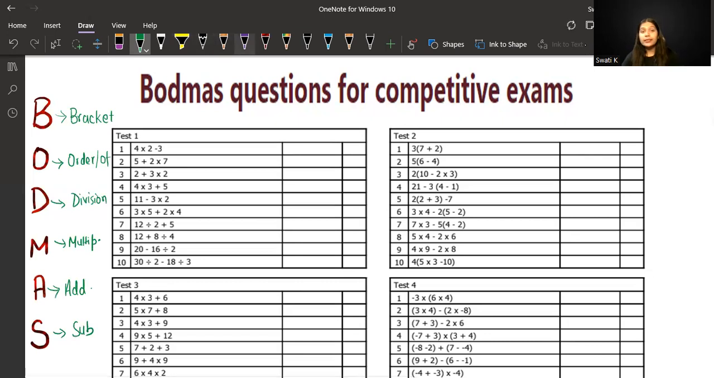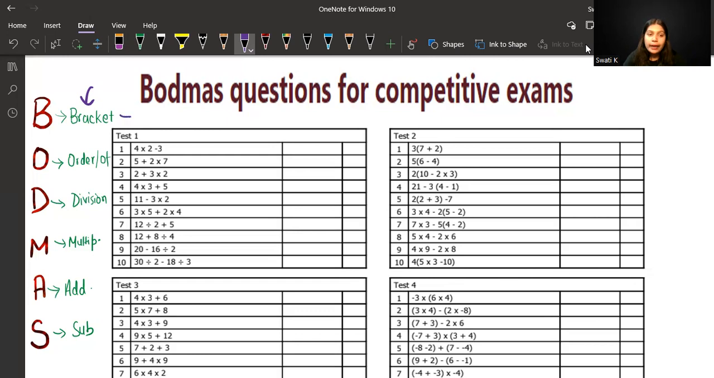Now, when I said it is the least preferred, you should understand that from top to bottom, the priority level decreases. The most prior thing here is the bracket. That means we prefer bracket first, number one, and then we prefer order or off, then division, then multiplication, then addition, and then subtraction. So this is the order.